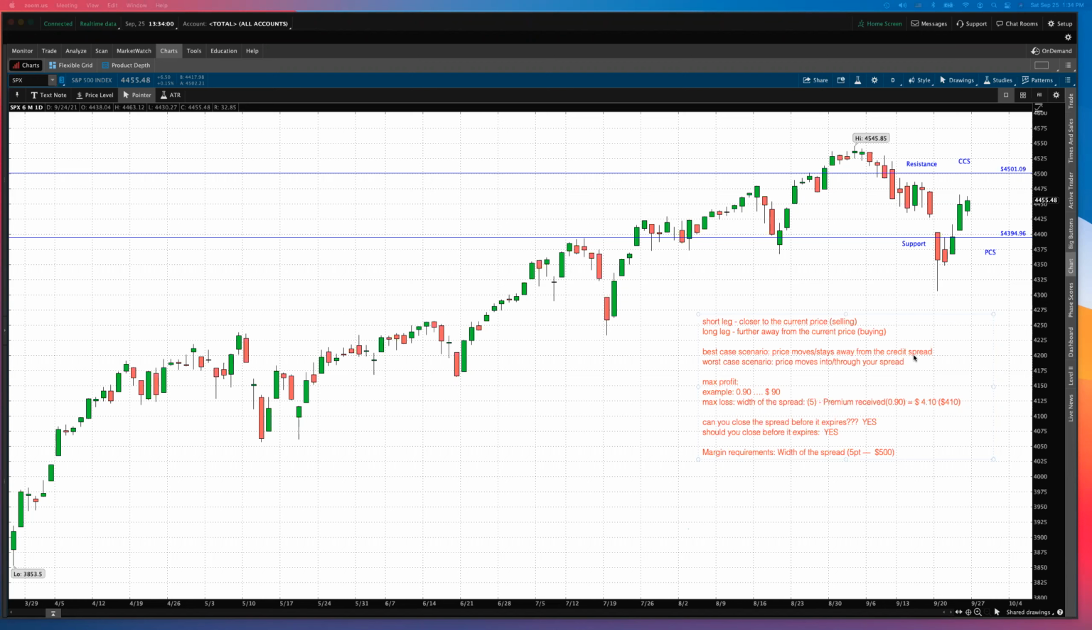On equities, you have to wait 2 full days on a cash account. If you have a margin account, that money is available immediately. That's the benefit of a margin account, because then you can trade as many spreads as you want without having to tie up your capital. Okay, so that's the margin requirement, the width of the spread.